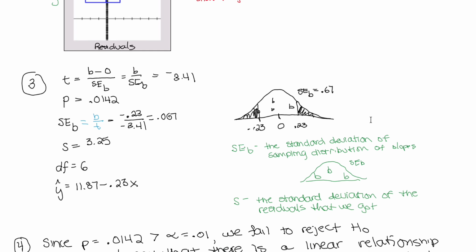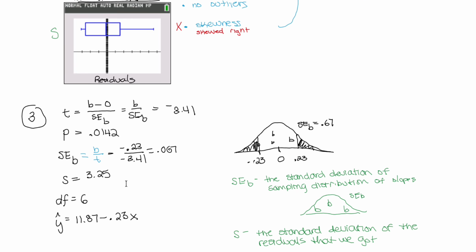Let's take a look at step 3. It's basically showing graphs, formulas, and some key terms. It seems like a lot, but after we break it down, it's not that bad. First of all, t. We're going to use the formula b minus 0 over SE sub b. What do those letters mean?